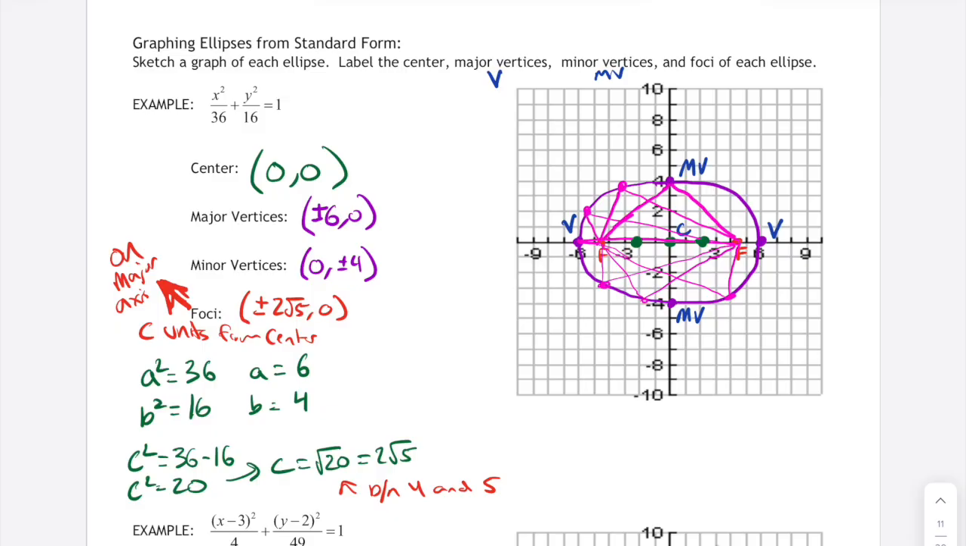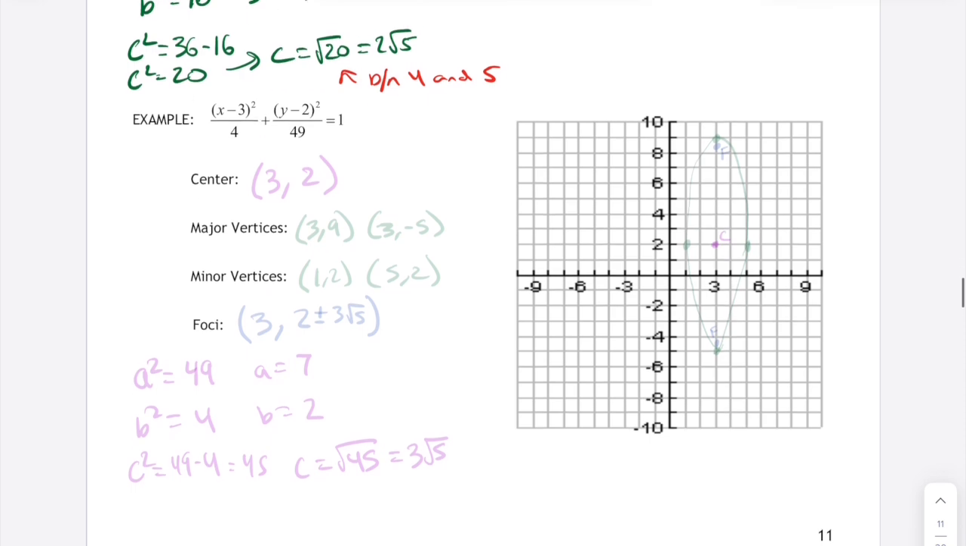Okay. So then, let's try another one here. Where are we at with time? 10 minutes. We're good. Okay.